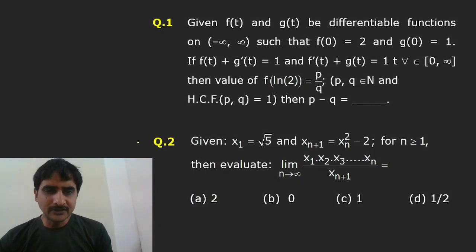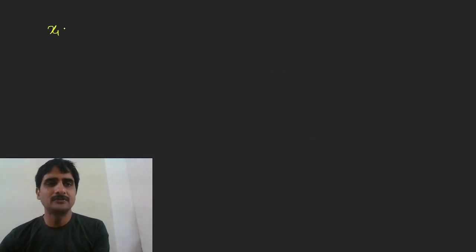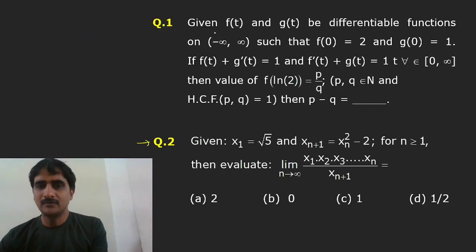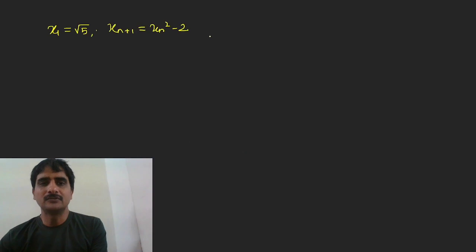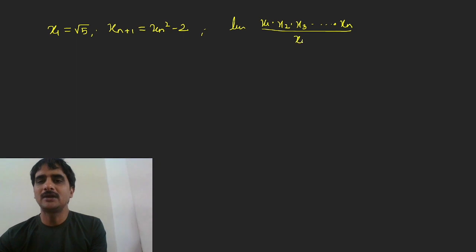So now moving to the second question, the second question is: given x1 is equal to root 5, and then there's a recurrence formula: xn plus 1 is equal to xn square minus 2, for all n greater than or equal to 1. We have to find the limiting value of x1 into x2 into x3 and so on up to xn, divided by xn plus 1, as n approaches infinity.